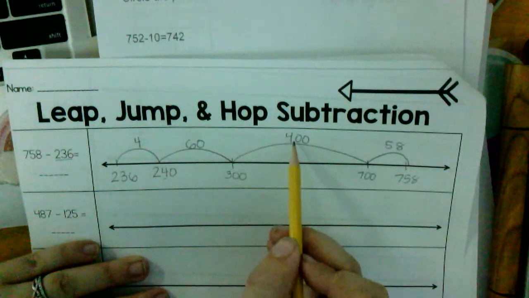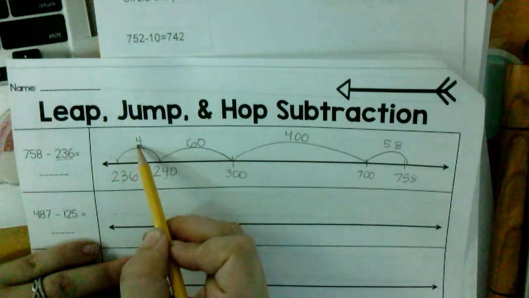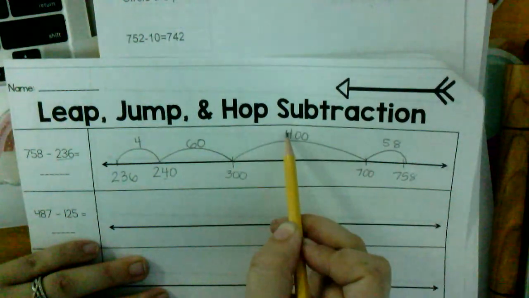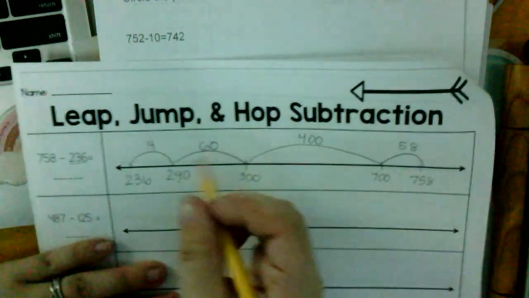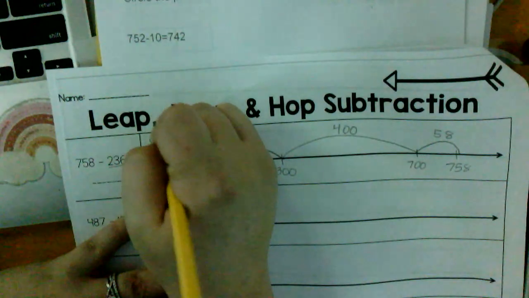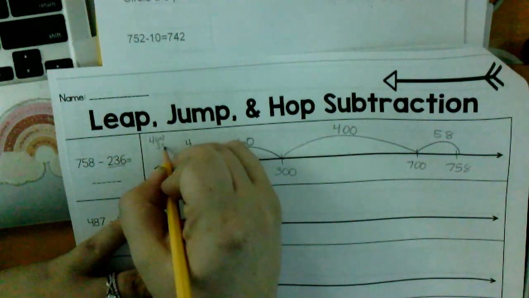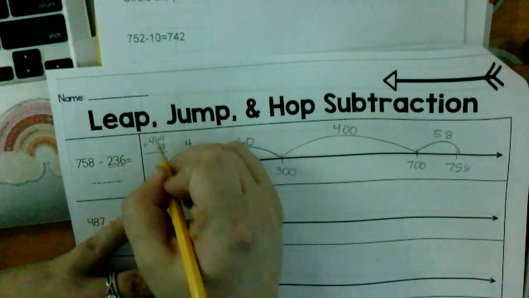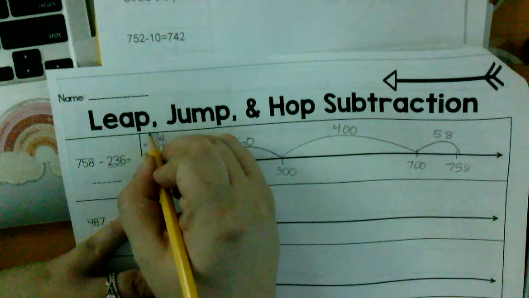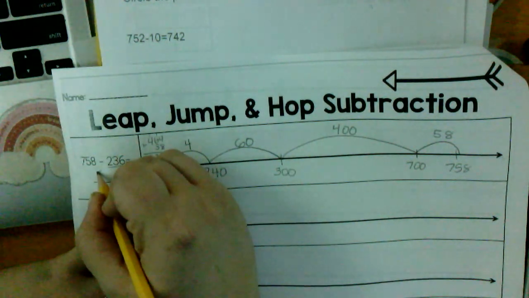The last step is taking all these jumps and adding them together. So 464 plus 58. If I do that, I should get 522.